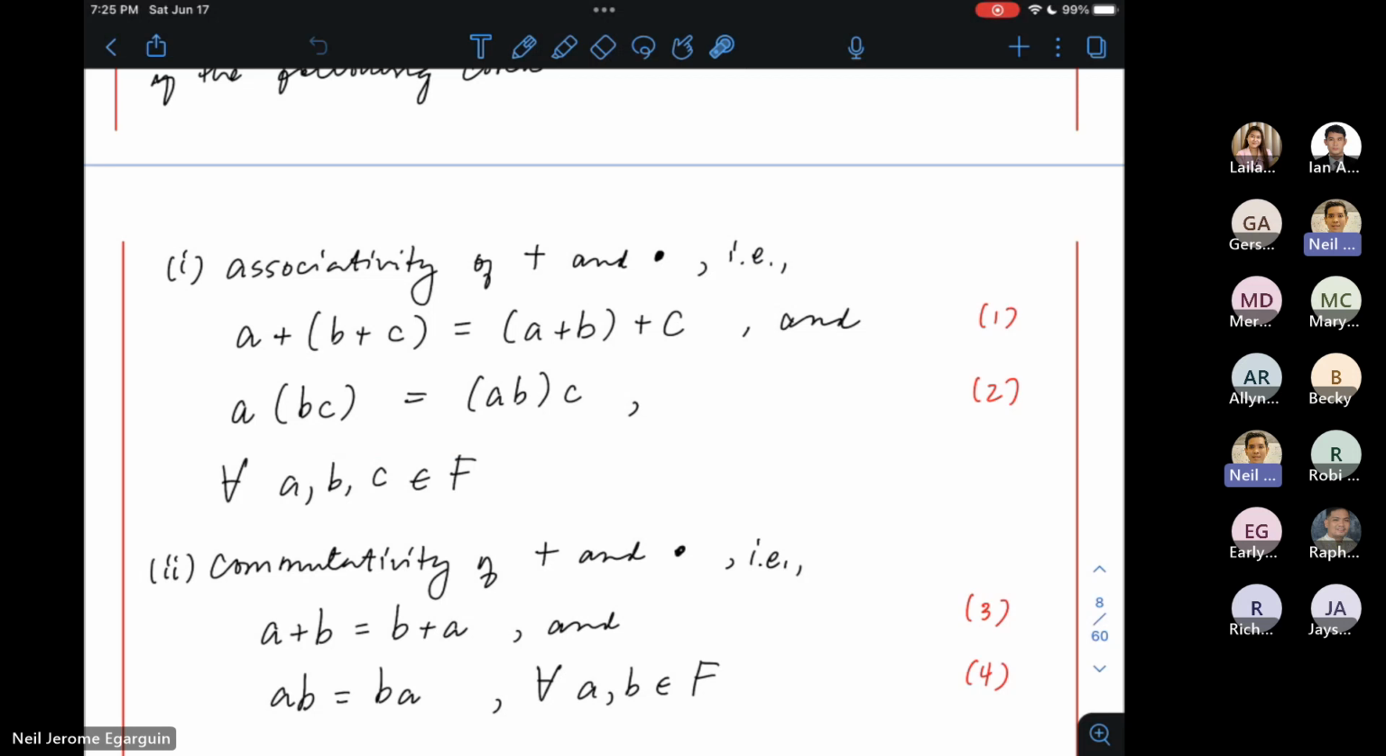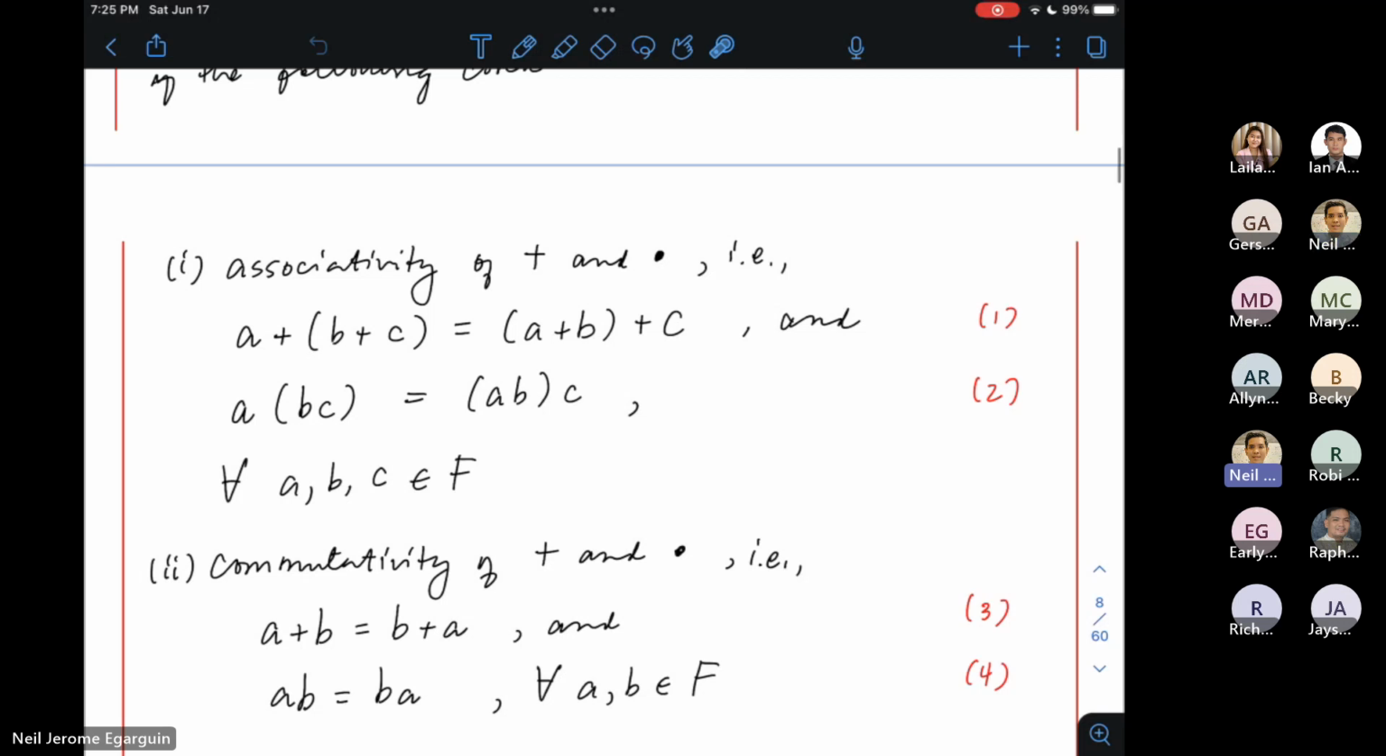Pag hindi associative yung addition and multiplication in your set, then automatically hindi na siya field. You don't need to proceed to check the other properties. That will be a waste of time. Kasi nga pag may isa siyang hindi na satisfy, hindi na siya field.